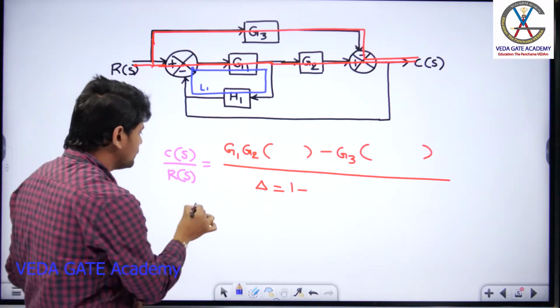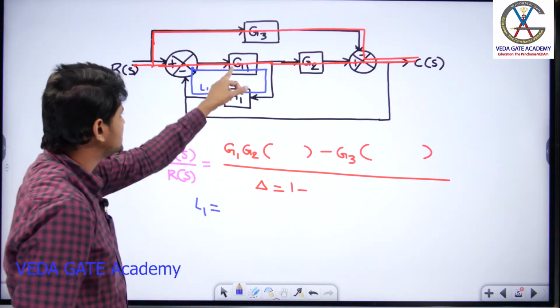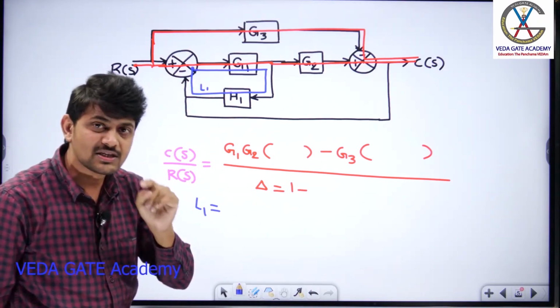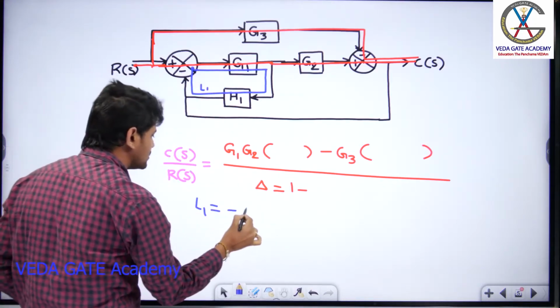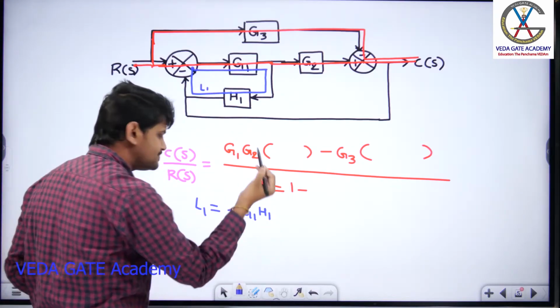What is the gain of this loop L1, guys? The gain of this loop L1 is G1, H1, and you need to be very cautious about the signs available at the summing point. So what is the sign? G1, H1 with a minus symbol. So you are going to get minus G1 H1.